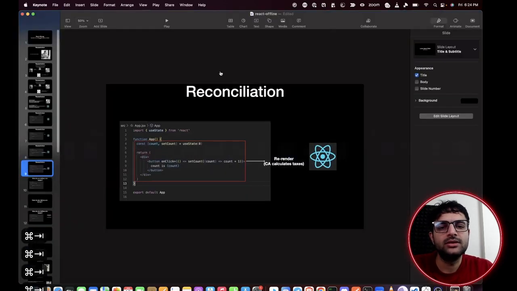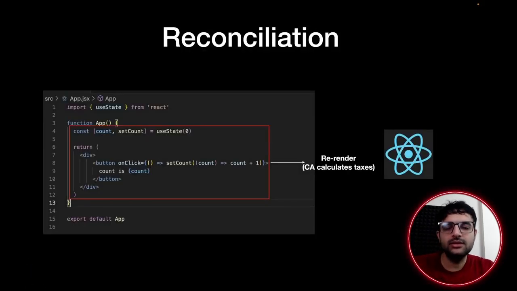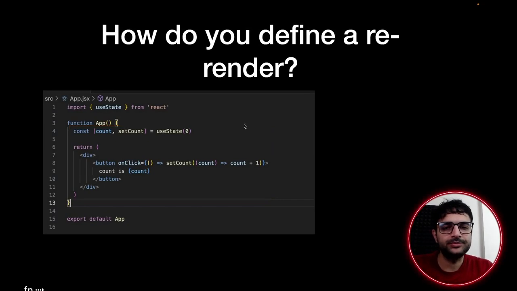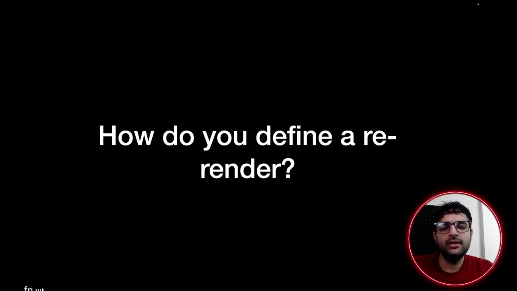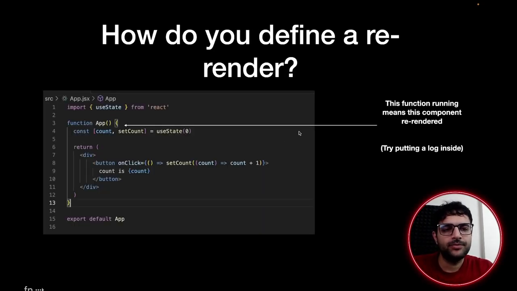All right. So that's what reconciliation and re-rendering means. How do you define the re-render? This function running means the component re-rendered. If you put a log here, you see the log again and again, it means the component is re-rendering. Or as I showed you, you can see boxes if you're using the React Dev Tools, which is something we've discussed before.